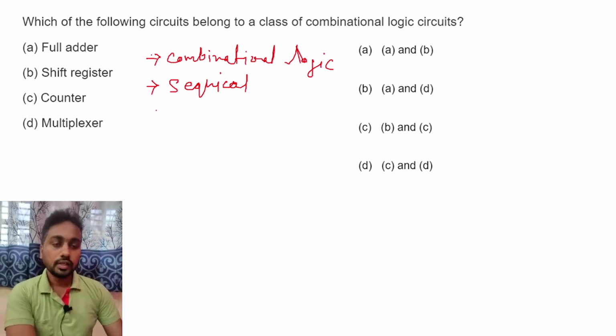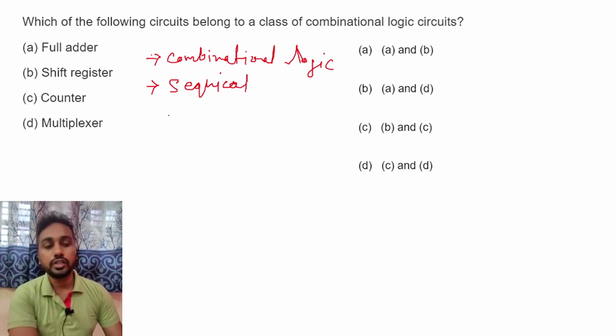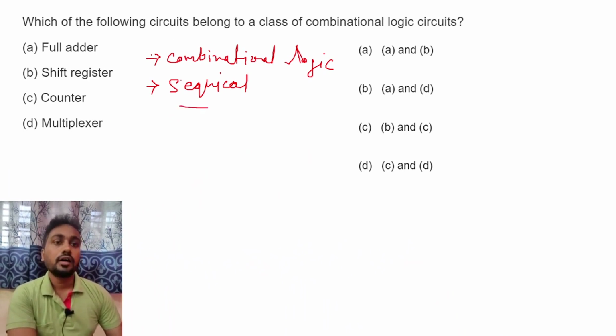Combinational circuit is one in which the present output depends only on the present input. In a combinational circuit they are not using any memory element to store. But in a sequential circuit, the present output depends on the present input as well as past input. Examples of combinational logic circuits are adder, subtractor, multiplexer, encoder, decoder.